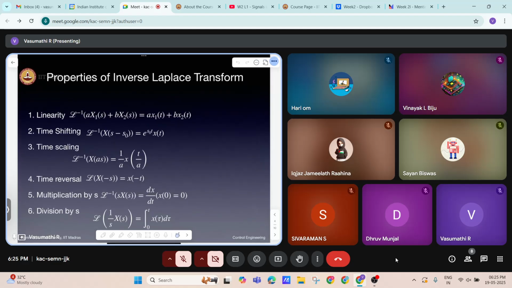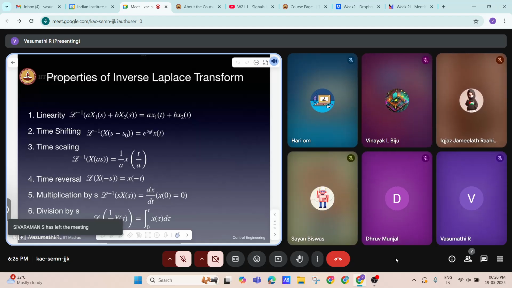Similar to the Laplace transform, there are some properties for the inverse Laplace transform that you have to learn so that it will be easy while solving problems. Just see how this works. Take one problem and see, if it is time shifted, how you can use this property. If it is time scaled, how you can use this property. Just one line will be easy. You just have to straight away use this formula and get back the original signal. That's it.